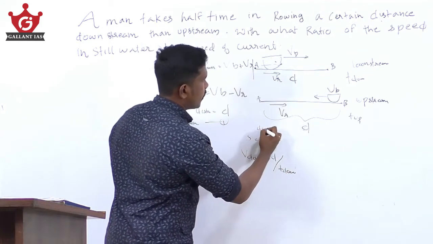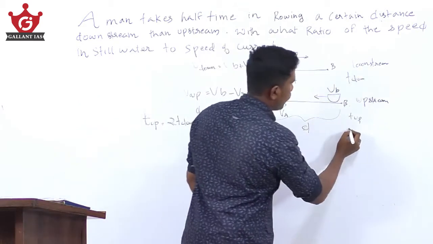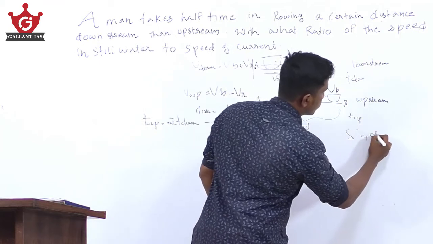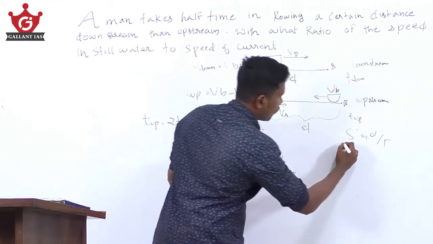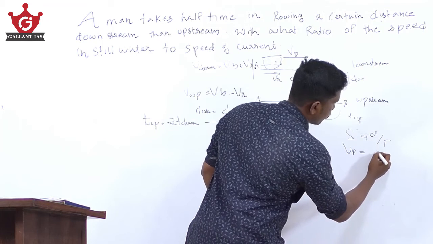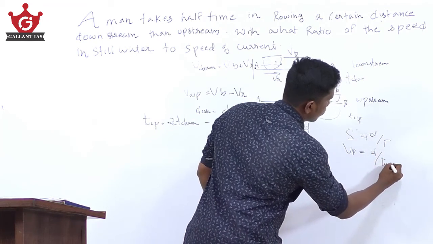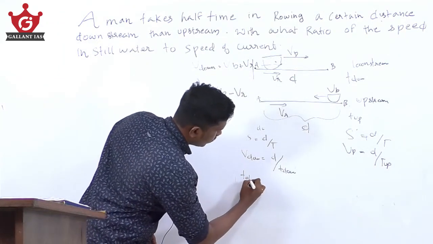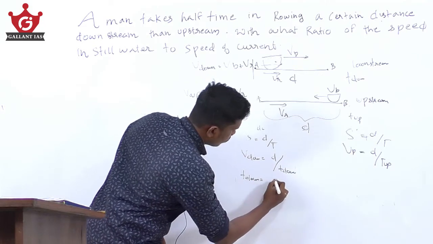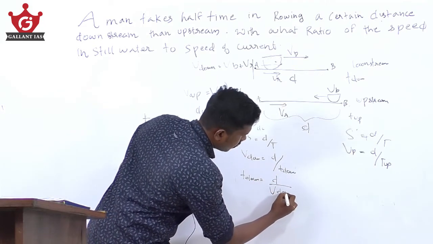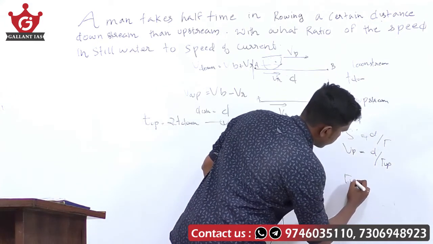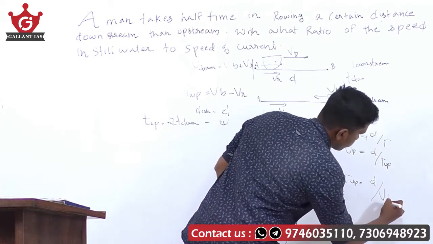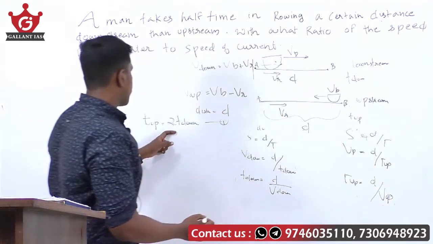Now take the case of upstream. In case of upstream, T up is the time, and speed is equal to distance by time. So V up is equal to D by T up. So from this equation, time in downstream, T down, is equal to D by V down, and T up is equal to D by V up.